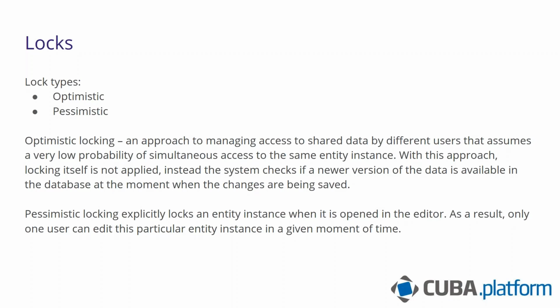Pessimistic locking is required when there is a high probability of simultaneous editing of a single entity instance. In such cases, the standard optimistic locking based on entity versioning usually creates too many collisions. Pessimistic locking explicitly locks an entity instance when it is opened in the UI editor. As a result, only one user can edit this particular entity instance at a given moment of time. Let's try to see how both types of locks work.